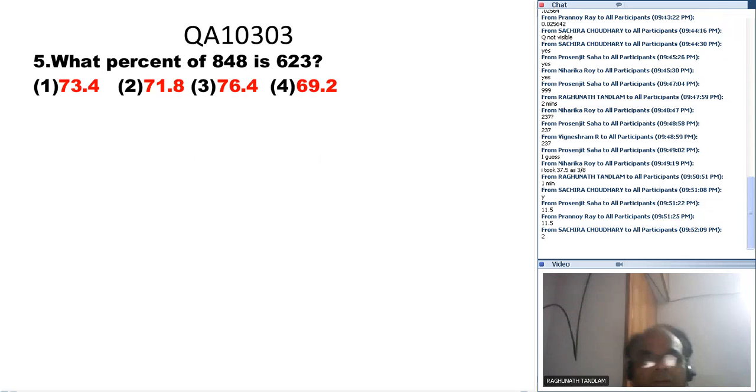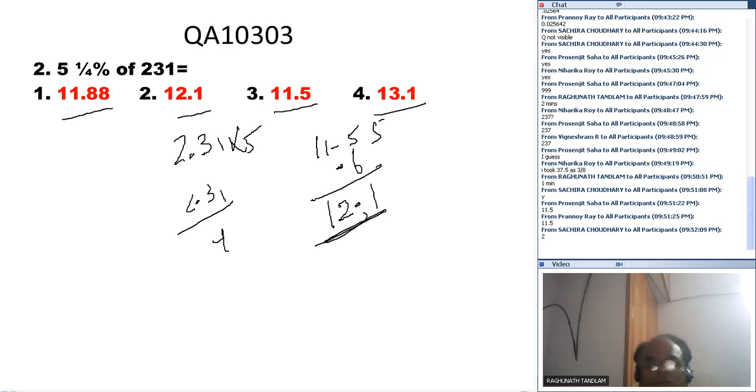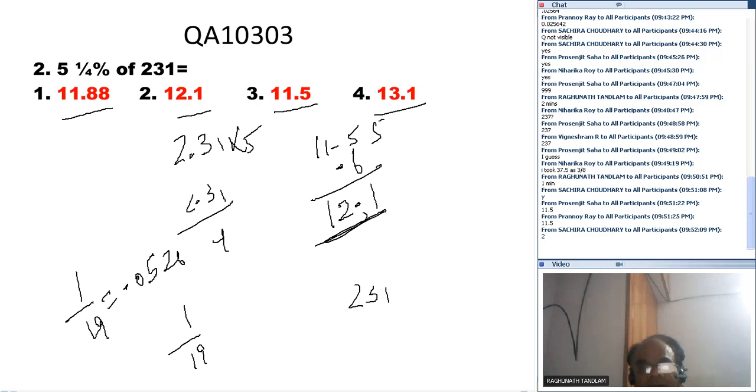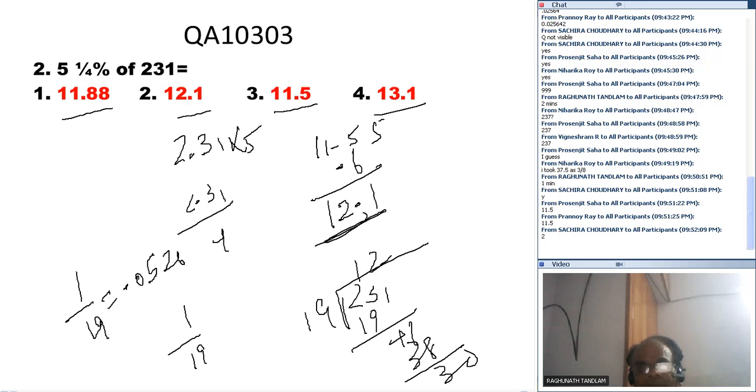How do you do? What percentage of 848? Yes? Yes, Ravi Kumar Reddy. Which is 1 by 19? Beautiful. Fantastic. What he said was, we know that 1 by 19 is 0.0526. It's approximately 1 by 19. Very good, Reddy. So 19 ones are 19, 19 twos are 38. So 12.1, obviously it can't be 13.1. That's excellent, Reddy.